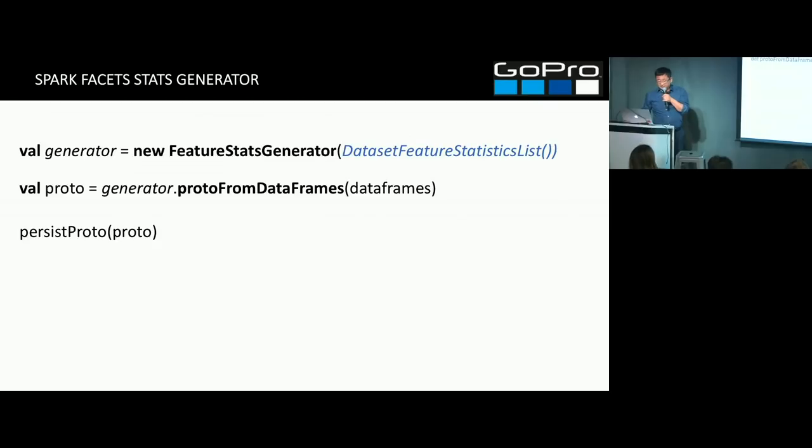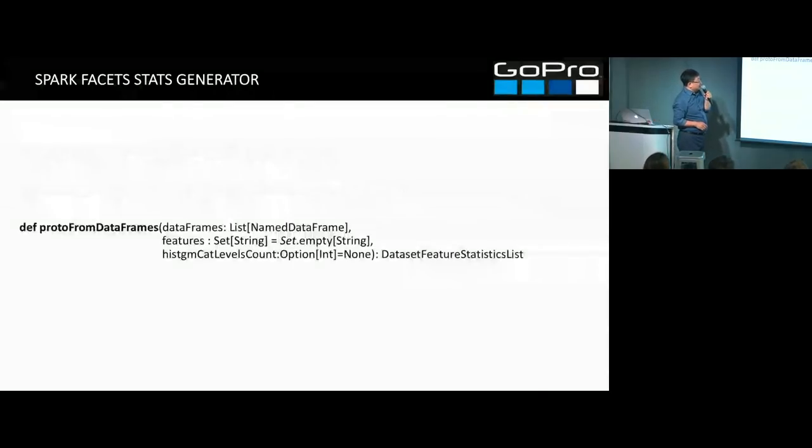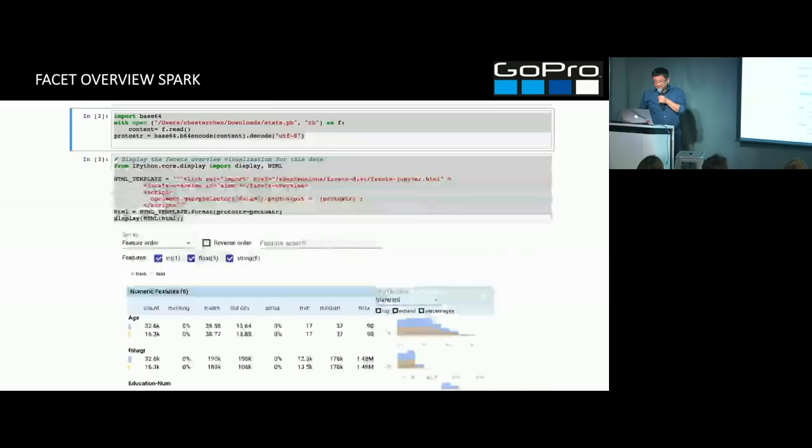So the signatures look like this. The definitions are very similar to the Python definition. Essentially, you have a list of named data sets. Plus, if you specify the feature set, it's only generating the features for the given set. In the example I have, I didn't specify it, so it generates everything. And then the other parameter shows how many histogram levels you want to generate.